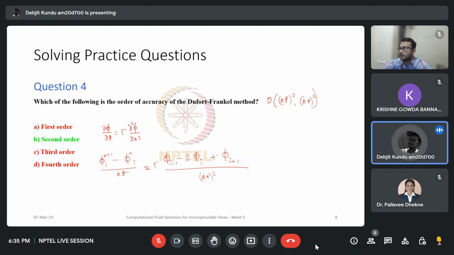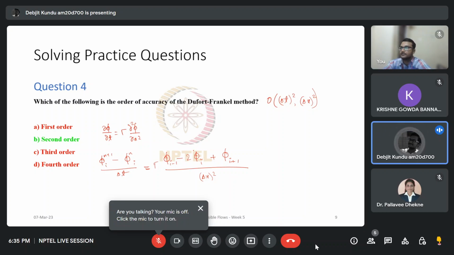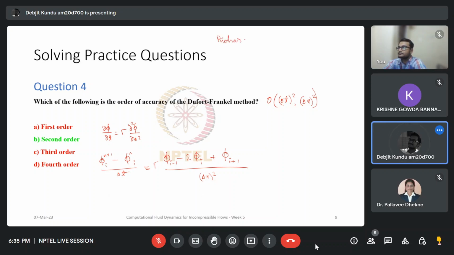Okay, so let's talk about the development of the Dufort-Frankel method first. Initially it started off with the Richardson method, which is a CTCS scheme. What does CTCS mean? It was central in time as well as central in space. Now, this equation was written down like this.